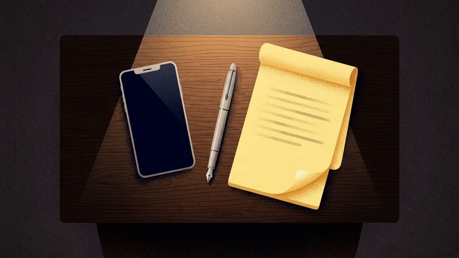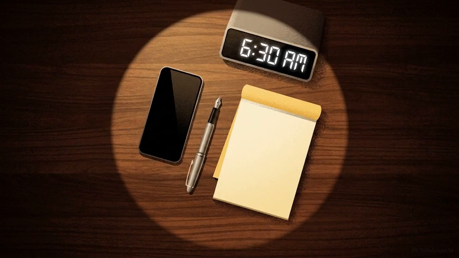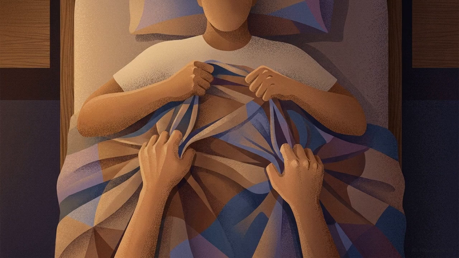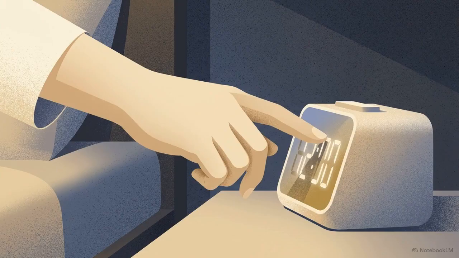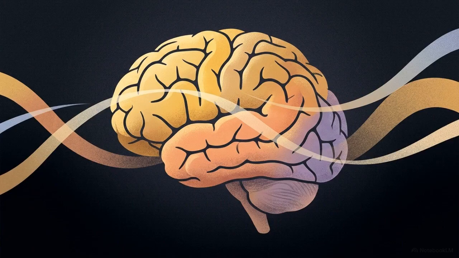To master this system, gather 3 tools right now: your personal smartphone, a pen and paper, and your exact wake-up time. We are moving away from hoping for a good night's rest and toward deliberately controlling your biological recovery. This process starts with the architecture of the brain.